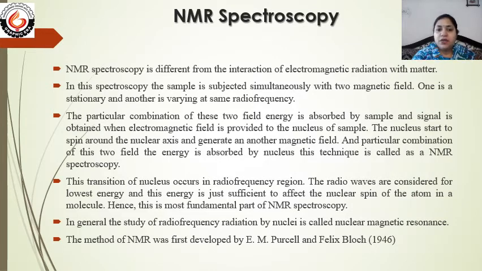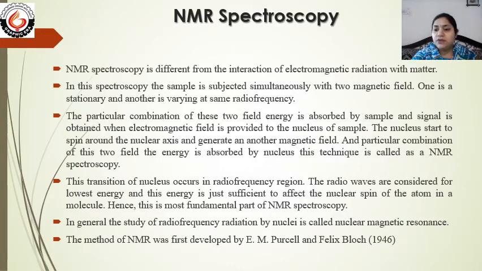So for the particular combination of these two fields, energy is absorbed by the sample, and a signal is obtained when an electromagnetic field is provided to the nucleus of the sample. The nucleus starts to spin around the nuclear axis and generates another magnetic field. For a particular combination of these two fields, the energy is absorbed by the nucleus. This technique is called NMR. That means only when these two magnetic fields are equal, a signal will be produced. The transition of the nucleus occurs in the radio frequency region only.